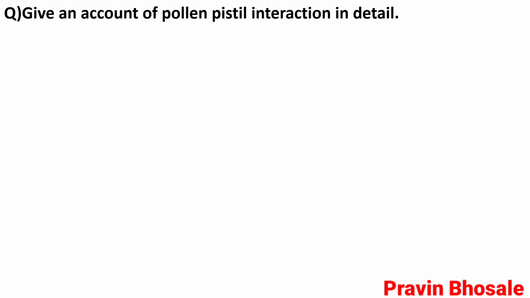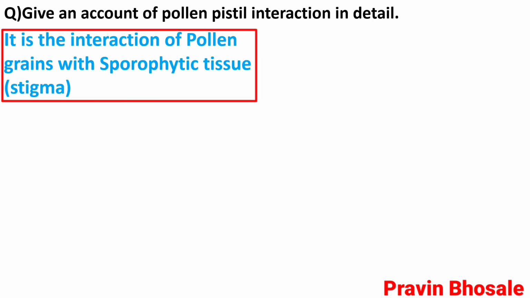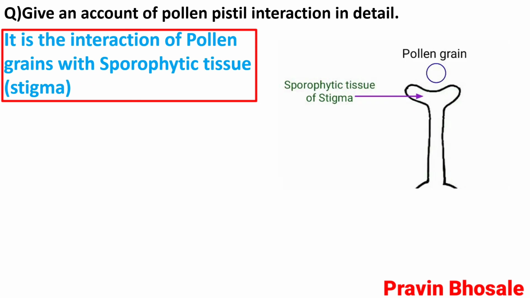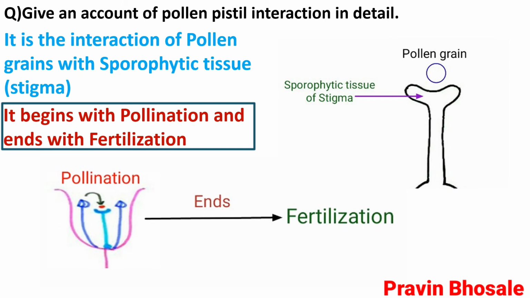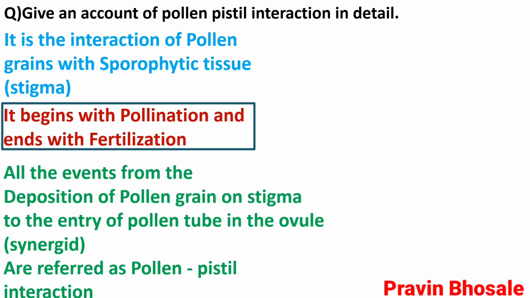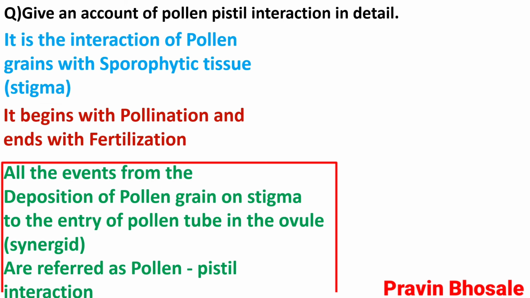Give an account of pollen-pistil interaction in detail. It's the interaction of pollen grains with the sporophytic tissue, the stigma. It begins with pollination and ends with fertilization. All the events from the deposition of pollen grain on the stigma to the entry of the pollen tube in the ovule are referred to as pollen-pistil interaction.